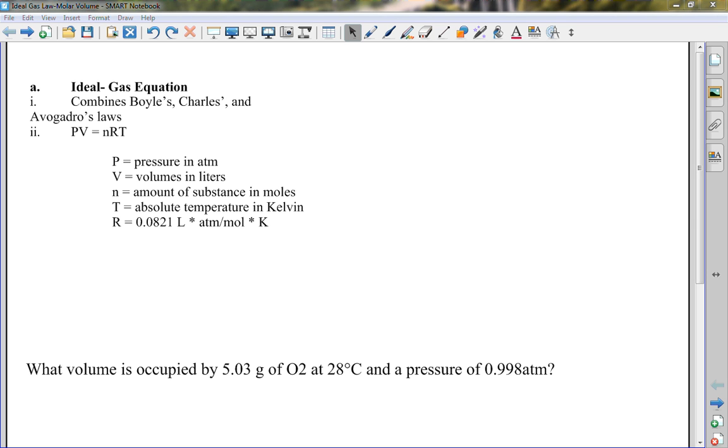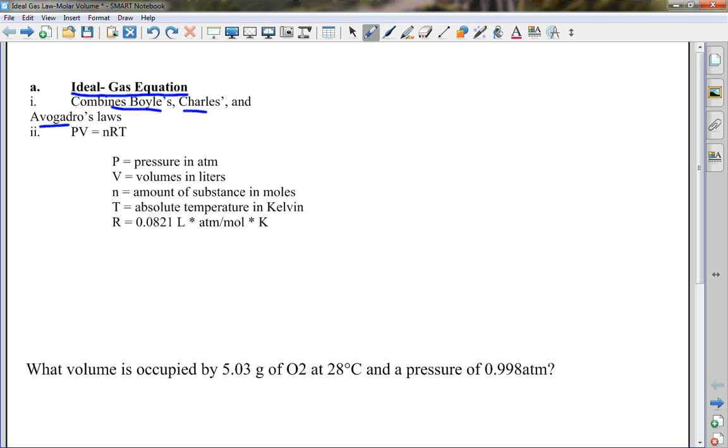Hey guys, so we're going to go through this video lesson on the ideal gas law or ideal gas equation. You'll see here that it's an equation that's going to combine Boyle's law, Charles' law, and Avogadro's law, which you're going to learn on another lesson coming right up on the molar volume and solution stoichiometry.